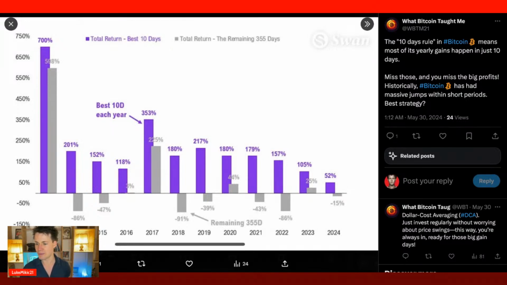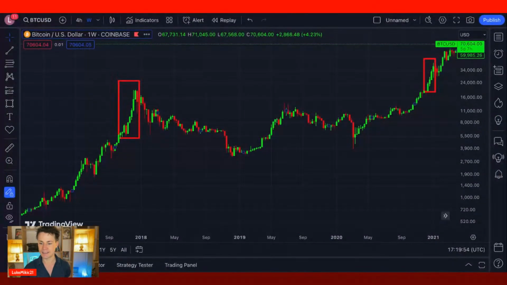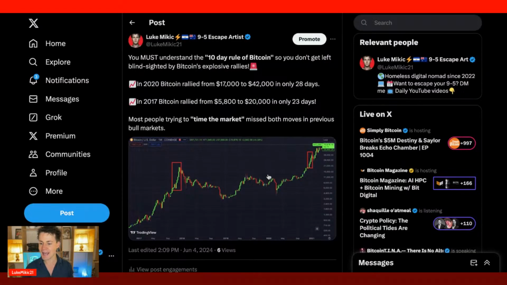I want to talk a little bit more about this chart in detail later, but I want to show you a few examples because I've run the numbers over here. This is the price chart of Bitcoin, and I have two big red squares on this chart. I want to show you two examples of what I'm talking about in 2017 and 2020. We can see here that in 2017, Bitcoin rallied from about $5,000 all the way to $19,000 in literally 28 days.